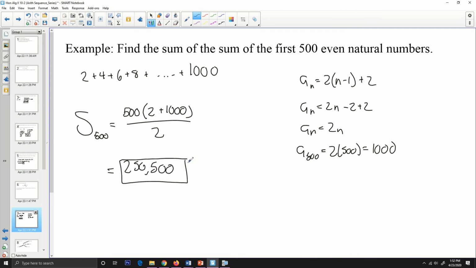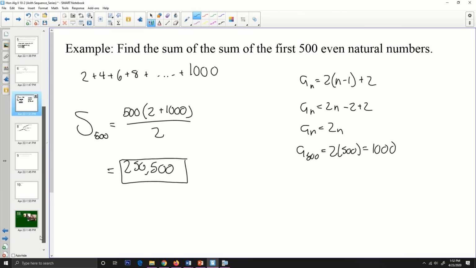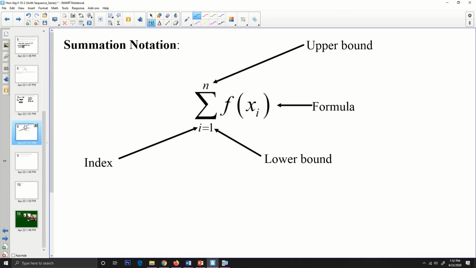All right. Looking good. Next we have summation notation. Summation notation is an easy way to quickly write a series in a more compact form.